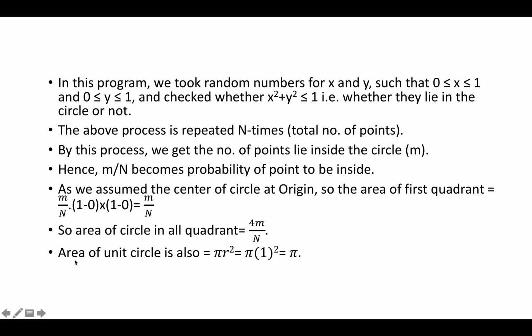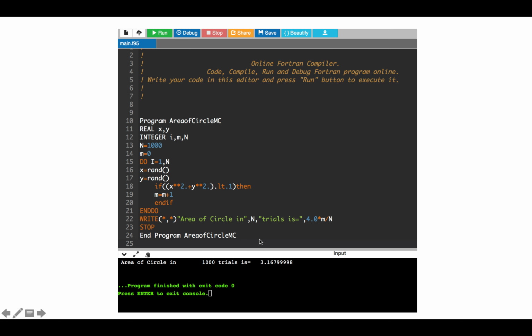Okay. So area of circle, we know, is also equal to pi r square, and if radius is 1, it means pi into 1 square becomes pi. So indirectly, if you are finding the area of a unit circle using the Monte Carlo method, it will give you the value of pi as well. So pi is equal to 4m by n.